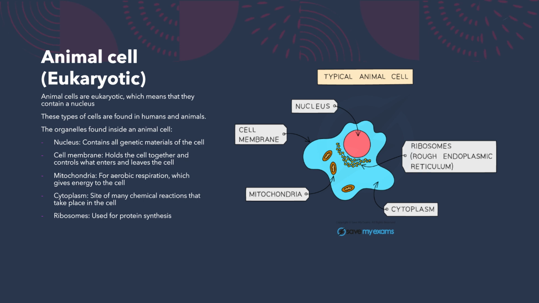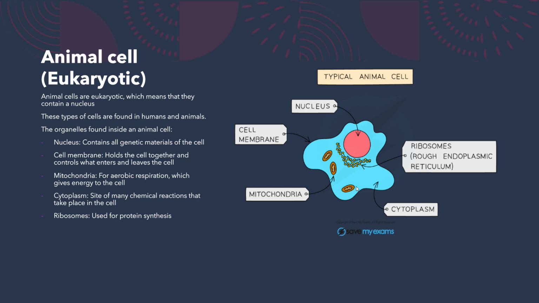There are some organelles that are found inside an animal cell. The first is the nucleus. It contains all the genetic material of the cell. This is the big red blob found in the center of the cell. Then you have the cell membrane, which is like the outlining of the cell. This holds the cell together, doesn't let it split apart, and controls what enters and leaves the cell. Then we have the mitochondria, which are these brown beans here. These are used for respiration and give energy to the cell. I don't know if you've heard this term before, but it's the site of respiration. That's what the mitochondria is.